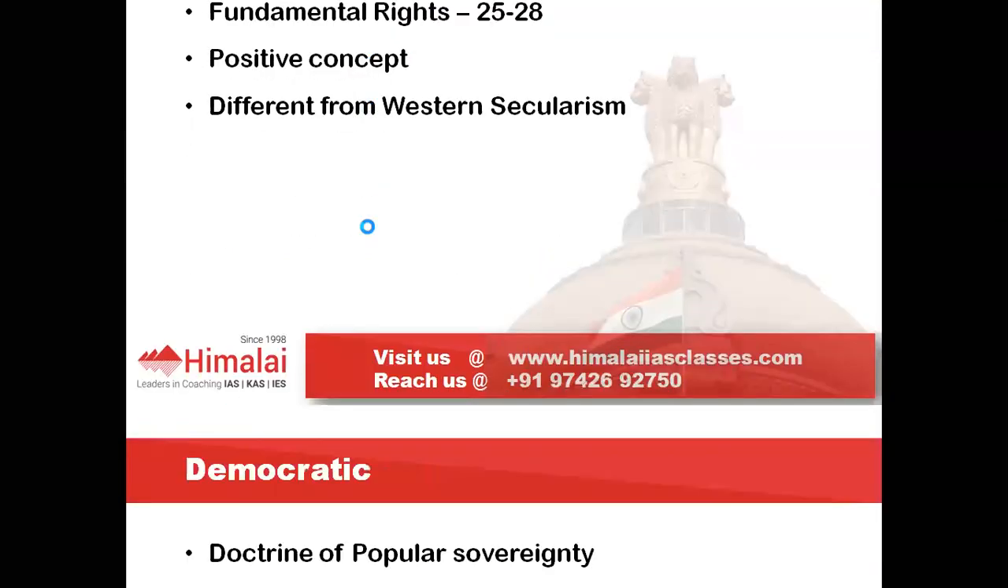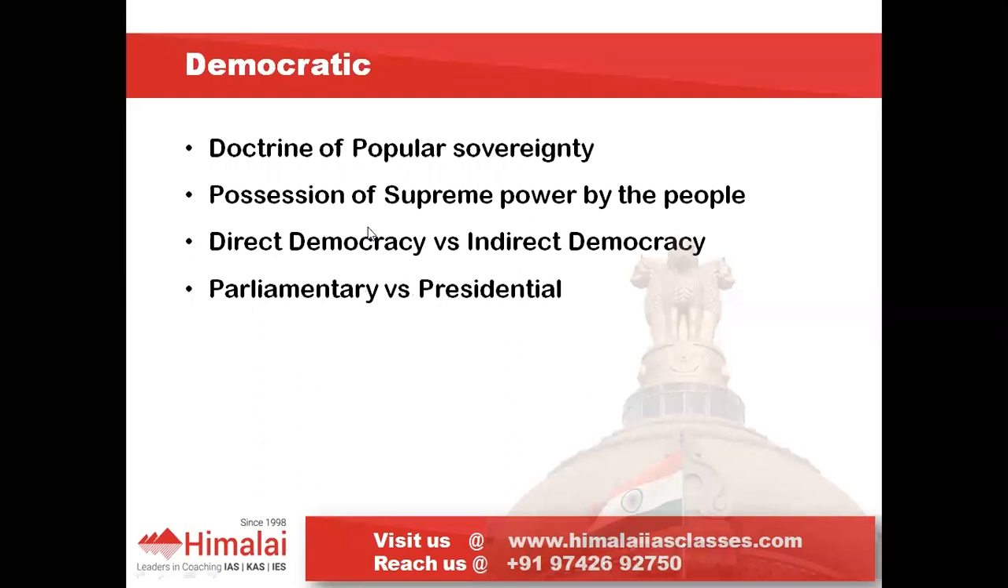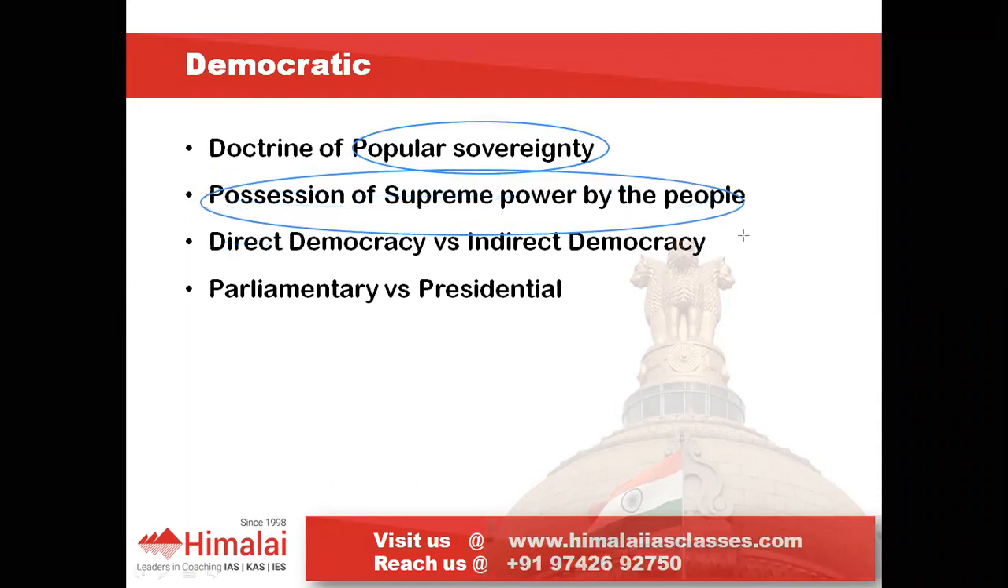Let's move ahead. Next word is democratic. So what is democratic? Democracy is a modern idea, and it stands for the doctrine of popular sovereignty. What it means is that the possession of the supreme power is with the people. So people are the most powerful in any society. So how do they exercise their power? They exercise it through elections.